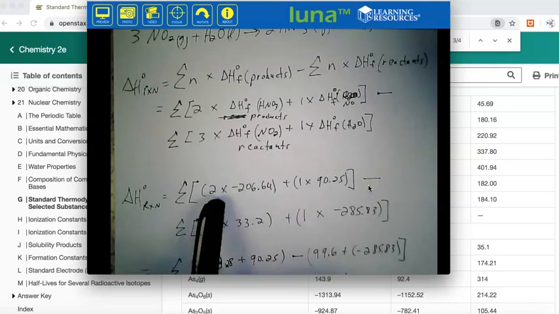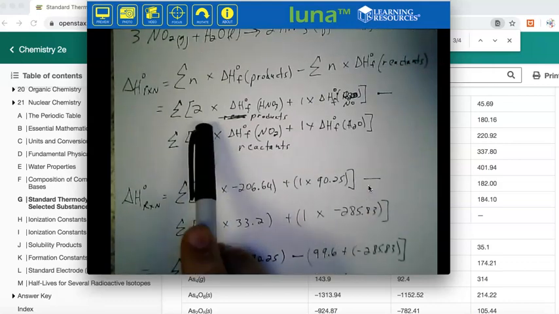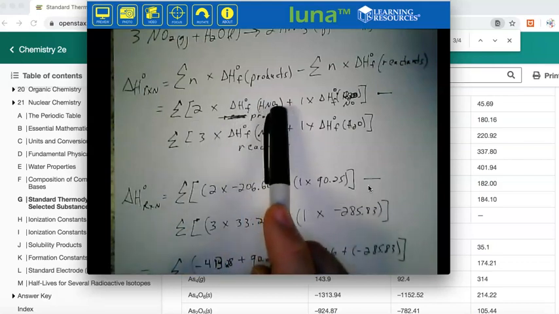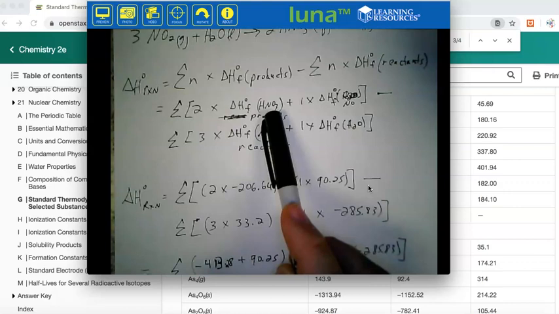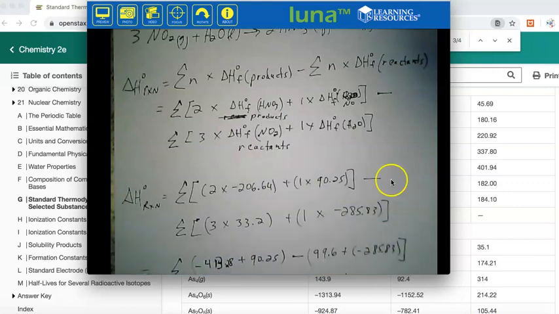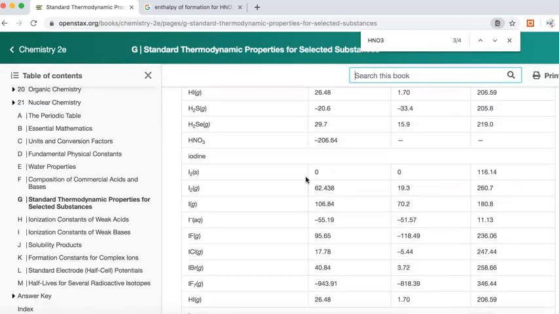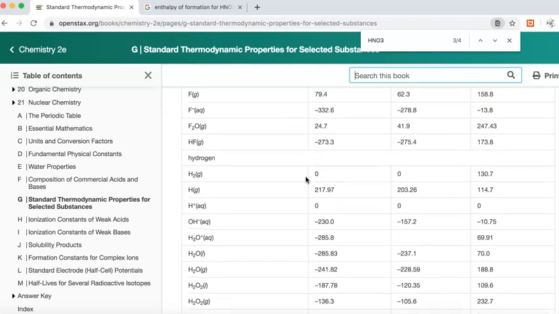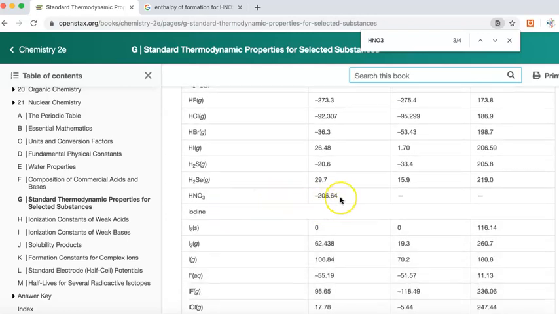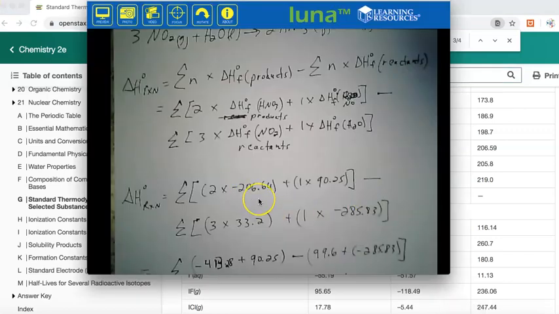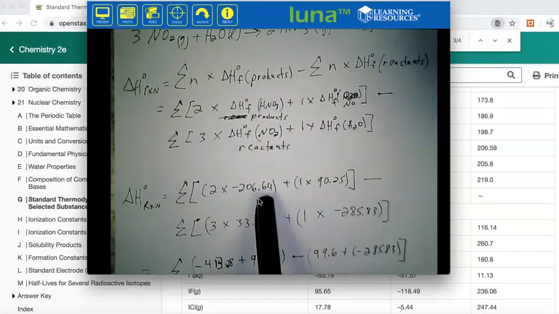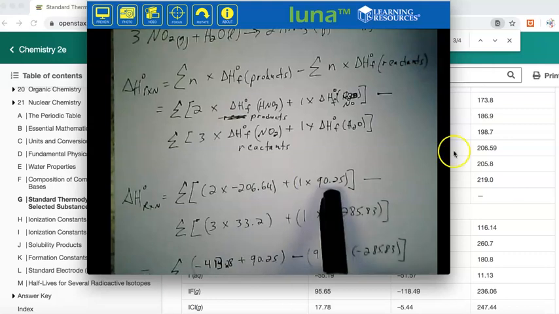Let's look at the first one. Here I'm just plugging in my standard enthalpy of formation values. I have to look these up in Appendix G. HNO3, if I look that up in Appendix G, it's alphabetical for the most part. So let's see, HNO3. HNO3 has a standard enthalpy of formation value of negative 206.64. Okay, then I look it up again for NO, nitrogen monoxide.